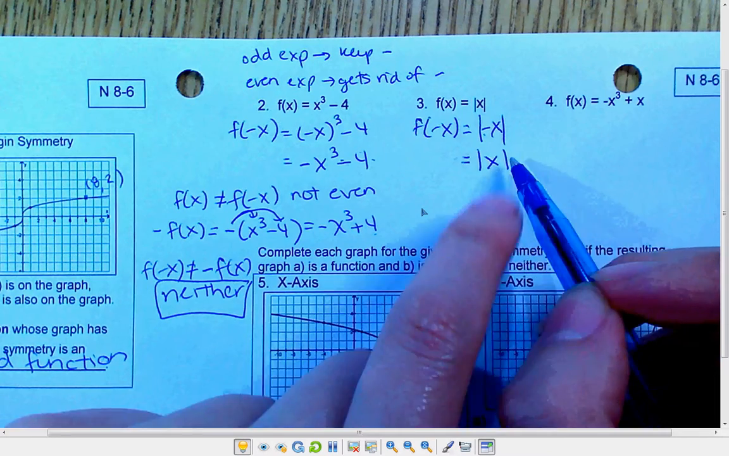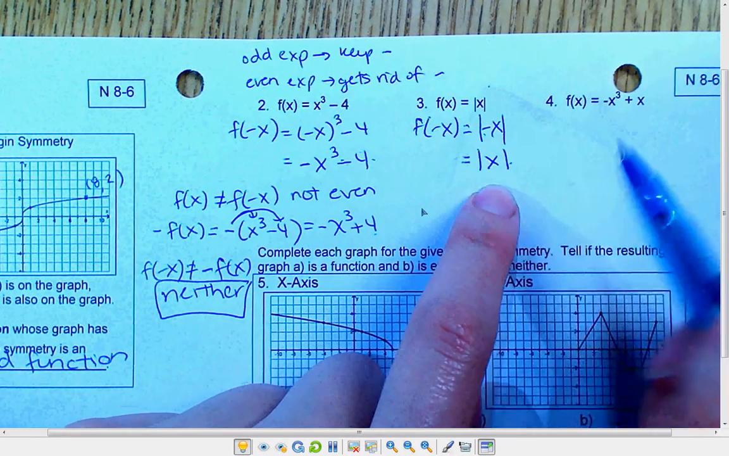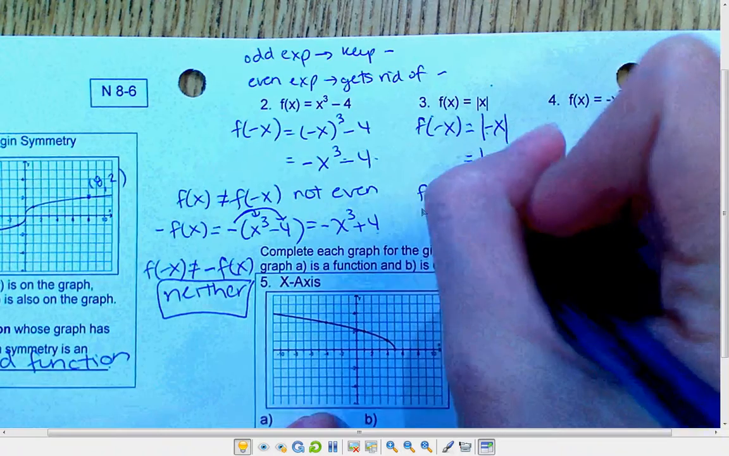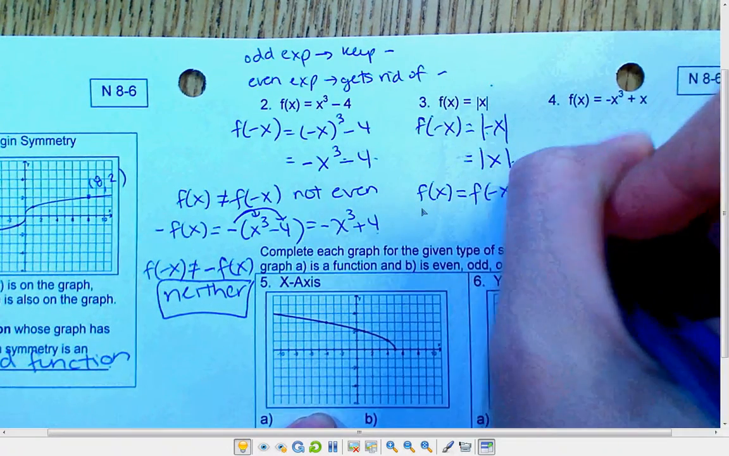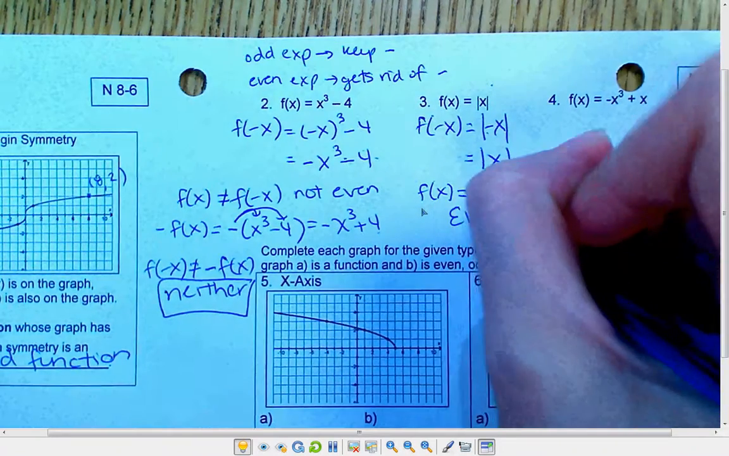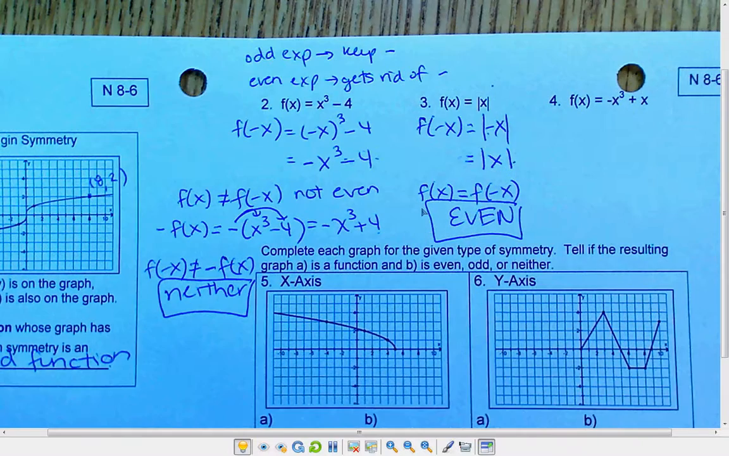So now we're checking to see, is this the same as our original function? Yes, it is. f of x is equal to f of negative x. So because that's true, we know this is an even function. We actually don't need to go any farther. That's it.